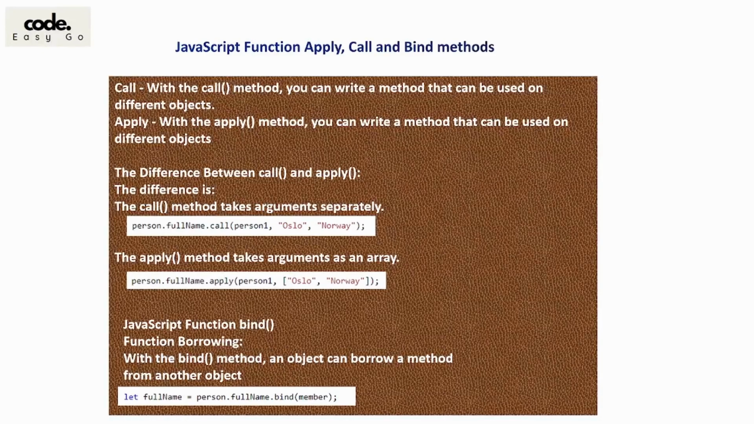Hello guys, in this video, I would like to talk about JavaScript function apply, call, and bind methods. These methods are default methods in JavaScript. What is call, what is apply, what is bind?